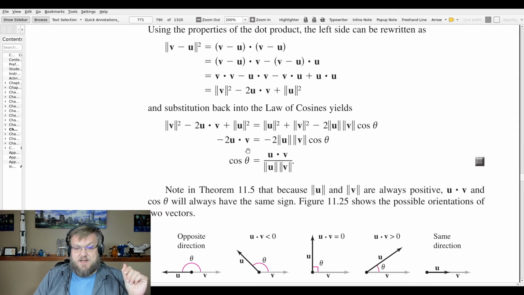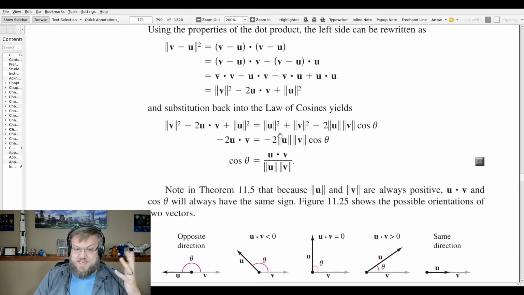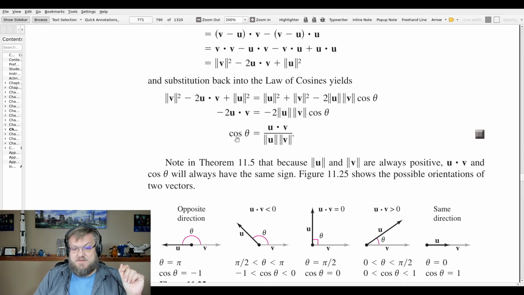So they go ahead and plug it back into the left-hand side, and so now I have this lovely equation. I have this mess equals the right-hand side, which we didn't touch. But now, do you notice that we get cancellations happening? Magnitude of v squared cancels with the magnitude of v squared over here. The magnitude of u squared cancels with the magnitude of u squared over here. So all that survives is negative 2 u dot v equals negative 2 magnitude of u, magnitude of v, cosine of theta.